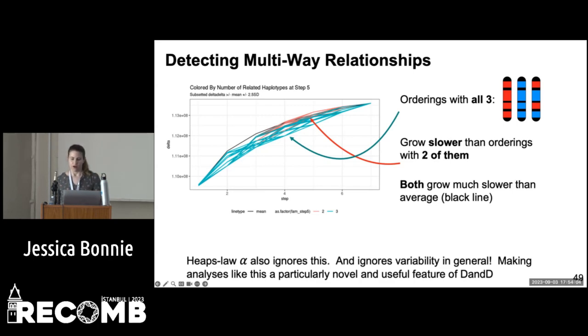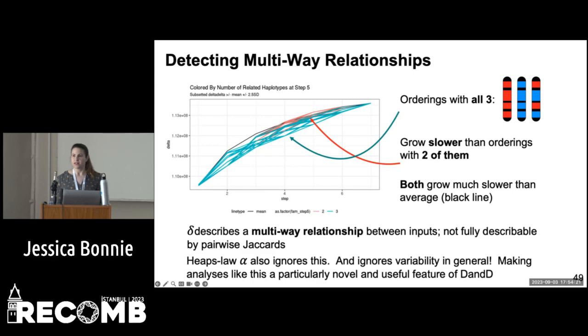Okay, so this is actually interesting because it's describing a multi-way relationship between inputs that wouldn't be possible to capture using all pairs Jaccard. And so, most of the methods that we've mentioned so far are really looking at the mean, and they're ignoring a lot of information that you can gain by looking at the variance. And so that's what DandD has to offer.